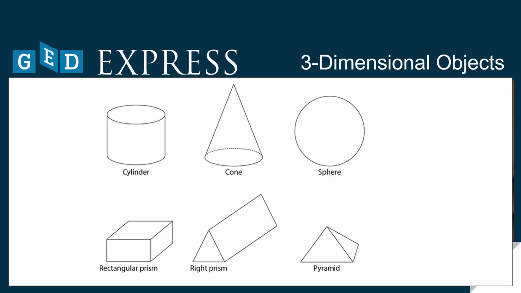Now, I want you to see the common three-dimensional figures that you will work with as you go through GED questions. We have the cylinder, cone, sphere, rectangular prism, right prism, and pyramid. Let's try some examples and let's try applying the formulas of finding the surface area and the volume of the three-dimensional objects.